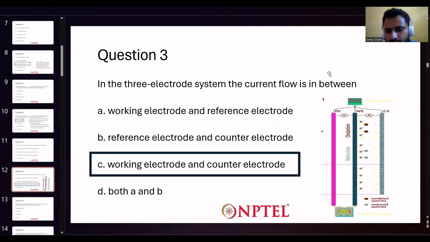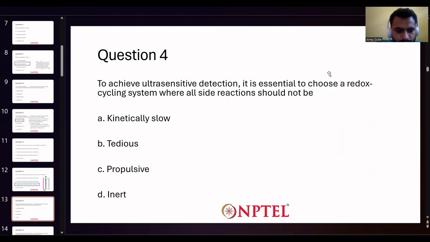So here is the setup. In this you can see that we have three electrodes: the reference electrode, working electrode, and counter electrode. Working electrode is where all the detection takes place. Due to the detection, there will be a change in the current or the voltage occurring at that electrode. That is what is detected. So basically the current flow or the voltage between the working electrode and the counter electrode is what is measured for the detection. So in this case, the answer is the current flow is happening from the working electrode to the counter electrode.